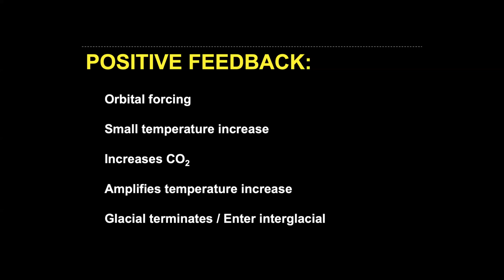These are the idea of positive feedbacks. So again, orbital forcing leads to smaller temperature increases, CO2 brings the amplification of temperatures, and the result is the ending of glaciers around the Earth, whether they be mountain glaciers or ice sheets, like what you have in Greenland and Antarctica, okay?